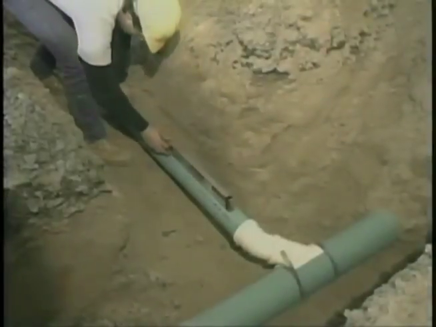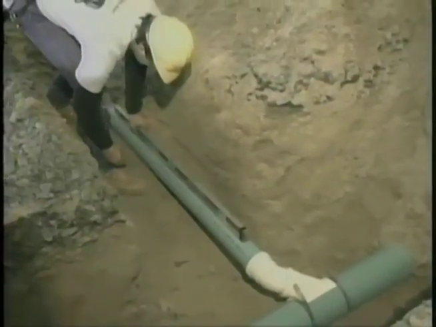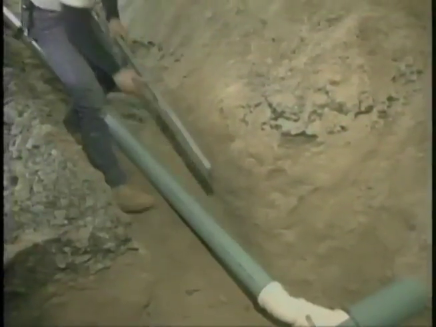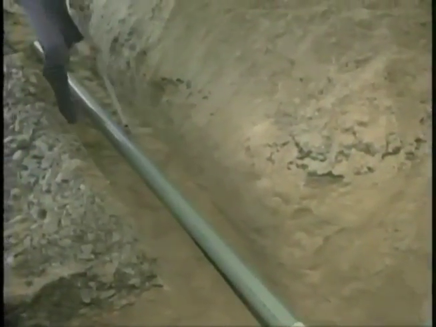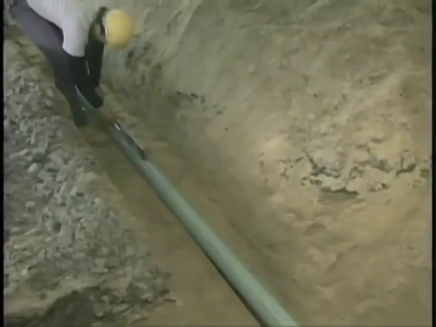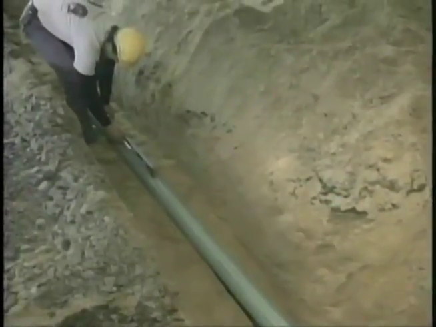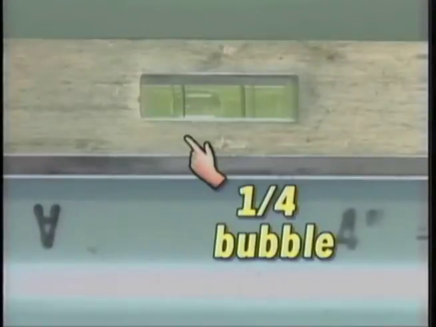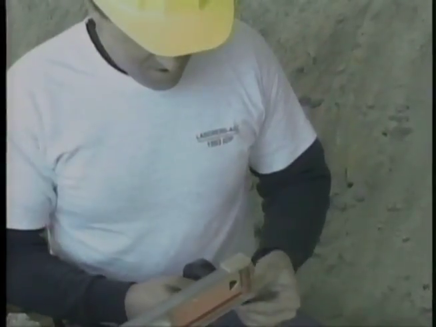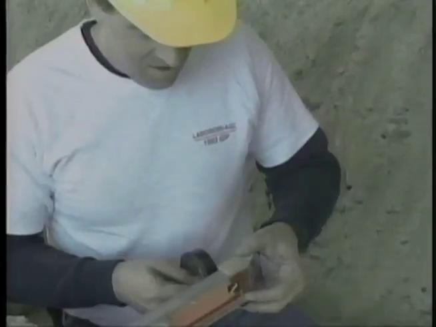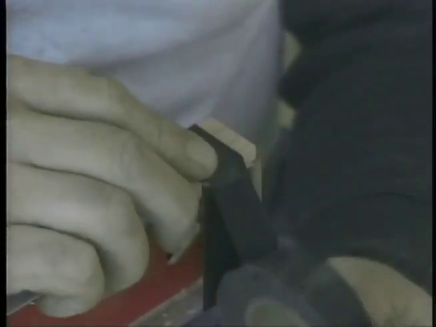When installing a service, always check the pipe to ensure the slope is away from the building and toward the main. A common rule of thumb is to slope a service lateral at a 1/4 bubble on a 4-foot level. To ensure each joint of pipe is laid at a consistent slope, secure a block of wood 1/4 to 3/8 of an inch thick to one side of the level. Install the pipe with the bubble reading level.